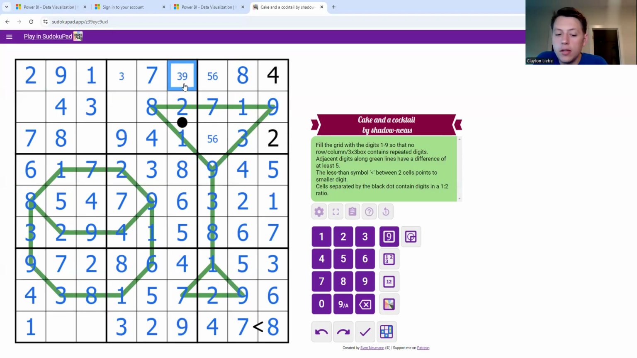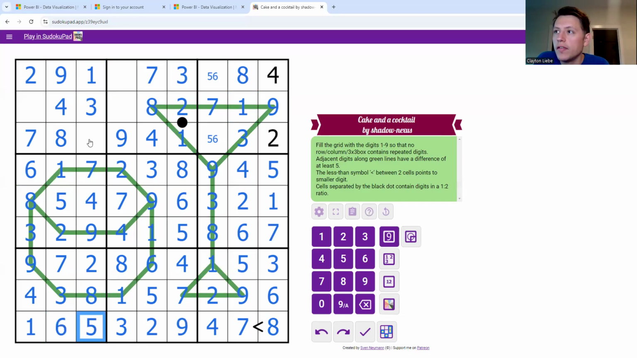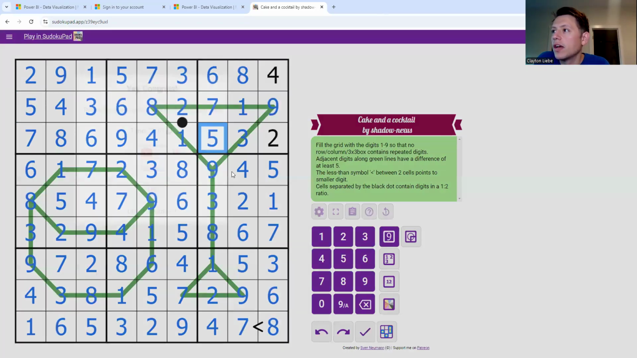3s are done. 9s are done. 1s are done. What do we need here? 5 and 6.